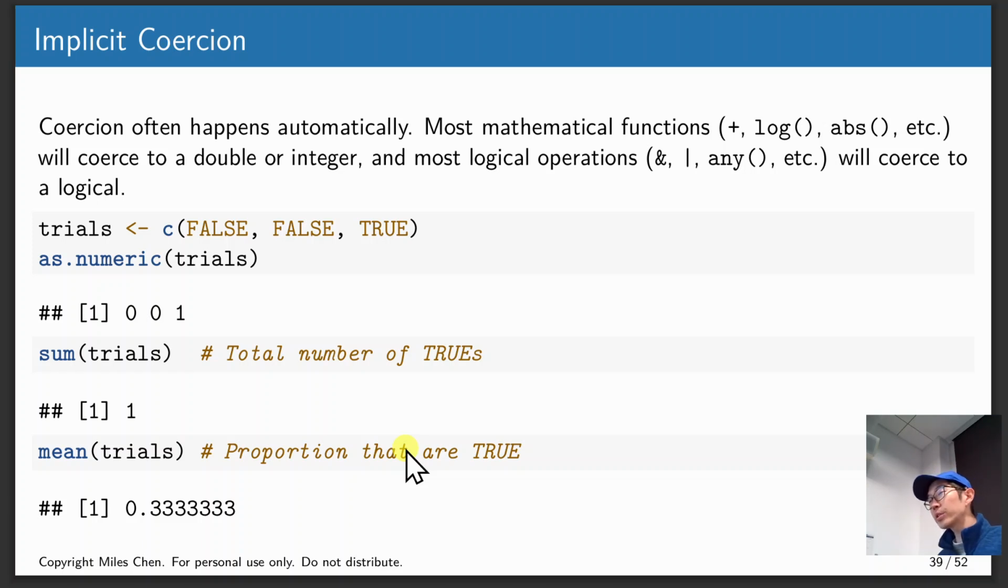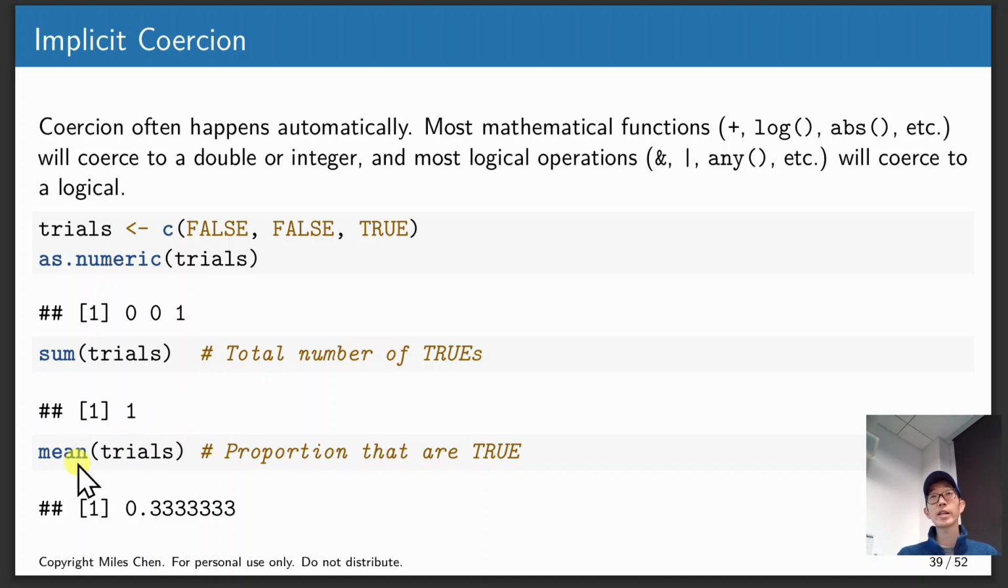Things will get coerced into numbers automatically when you apply a function that expects a number. So here I have a logical vector, false, false, and true. Now I can explicitly coerce it. I could say, turn these into numbers, as numeric, and the false becomes 0 and the true becomes a 1, okay? But I don't even have to do that. I could just take this logical vector and throw it into sum. Sum is expecting numbers, so it's going to automatically coerce the falses and trues into zeros and ones and add them up, and it will just get the total number of trues, okay?